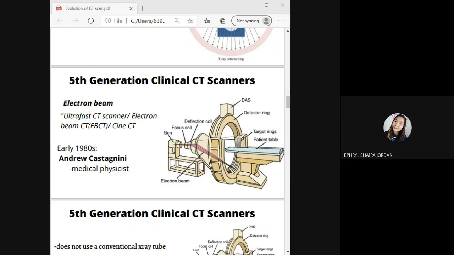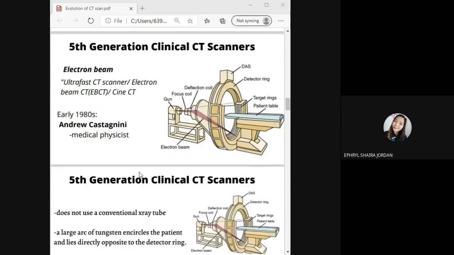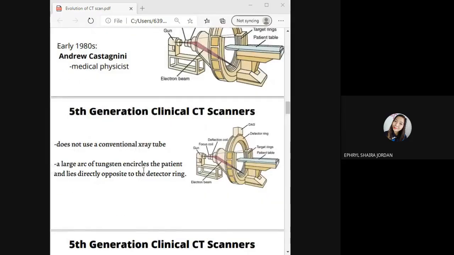So it was developed or introduced by Andrew Castagnini. It was specially made for investigating or scanning the heart. So ang fifth generation CT scan does not use a conventional X-ray tube.